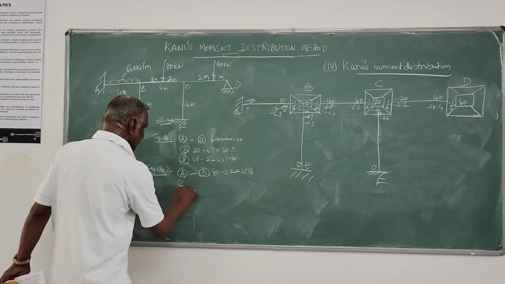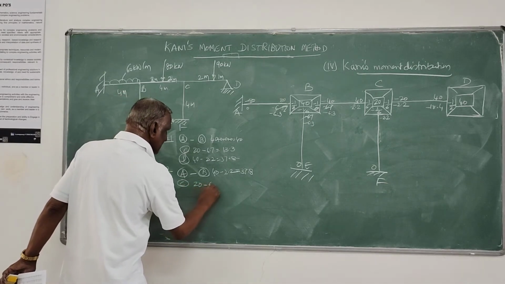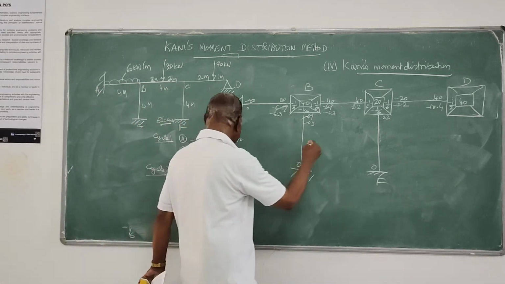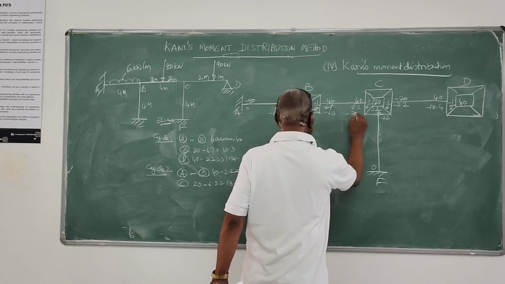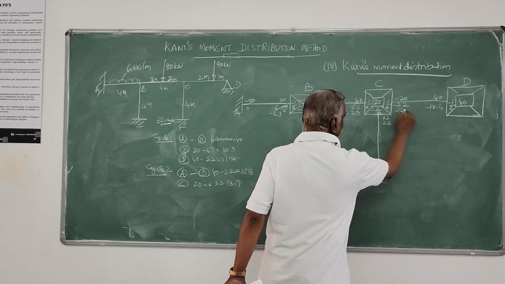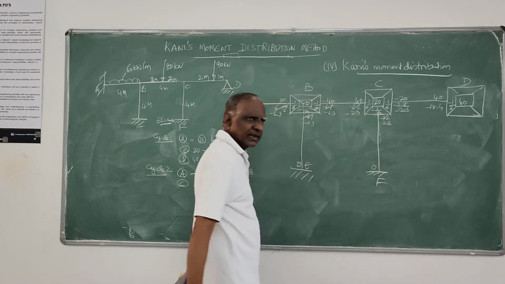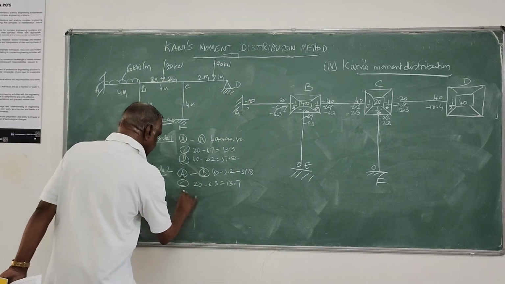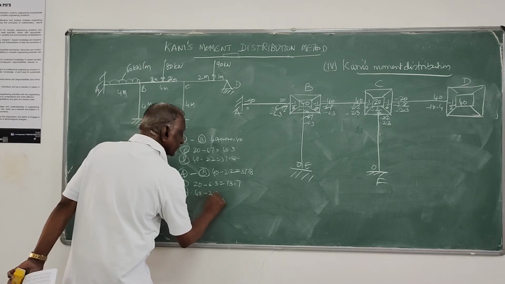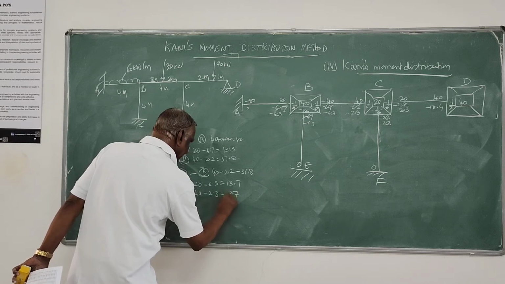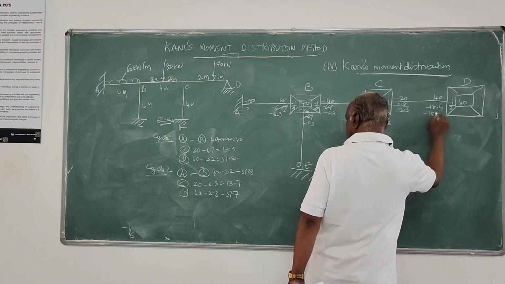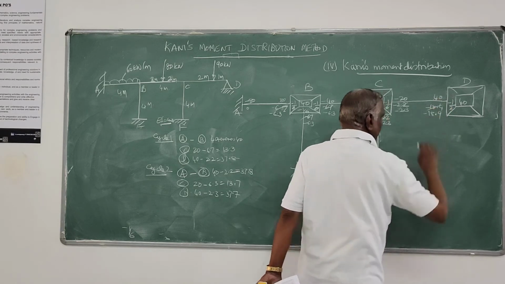Then joint C: it is 20 minus 6.3, that is 13.7, into minus 1 by 6, that is minus 2.28, about minus 2.3 each. Cancel the previous one. Then D: you have 40 minus 2.3, that is 37.7, into minus half, that is minus 18.9. This you can cancel.